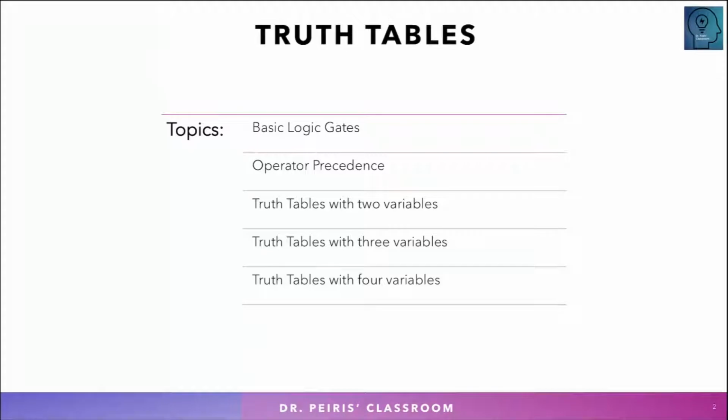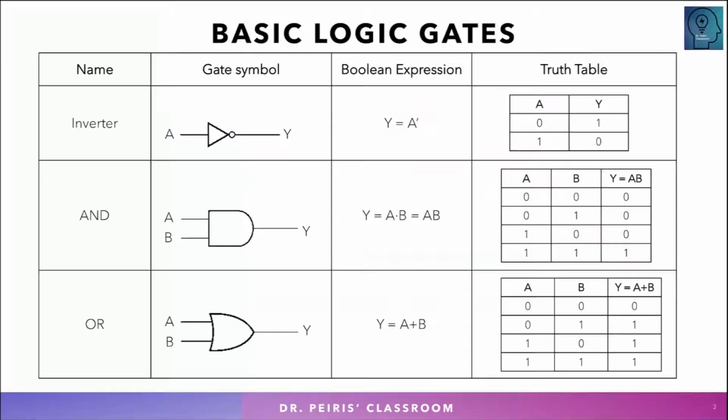Today I am going to explain how to obtain truth tables when the function is given. So what are the main topics that I am going to explain today? First I will show you the three basic logic gates, then the operator precedence that we need to follow when we obtain the truth tables. Then I'll show you truth tables when there are 2 variables, 3 variables and 4 variables.